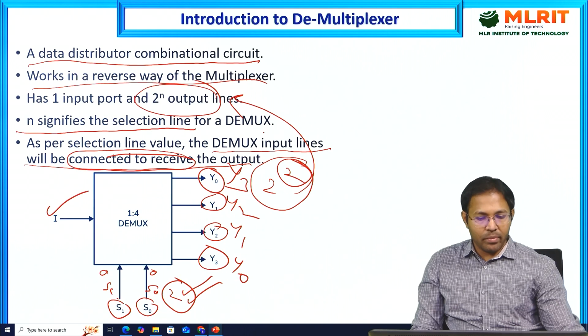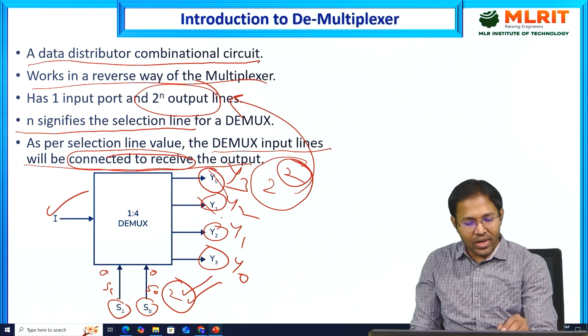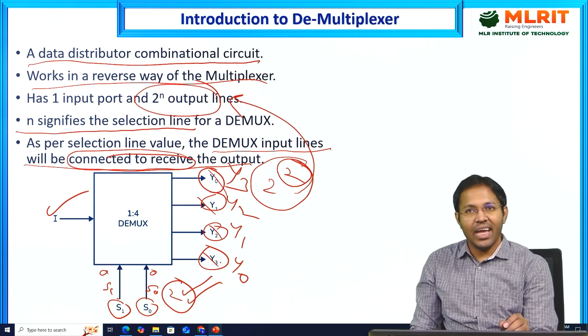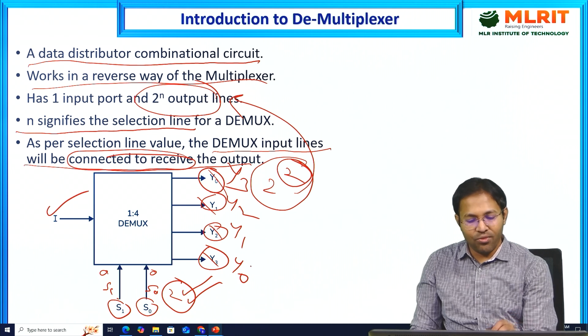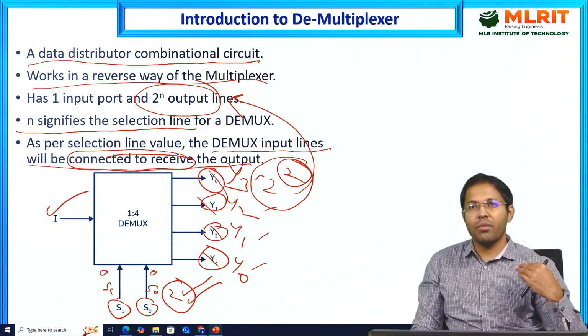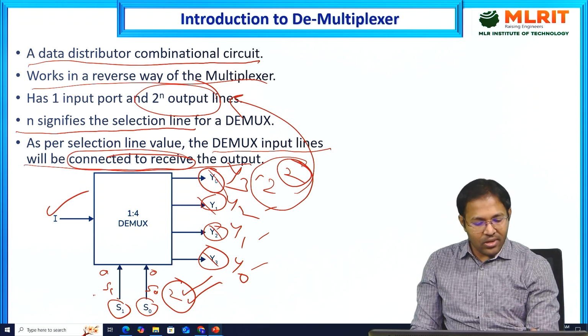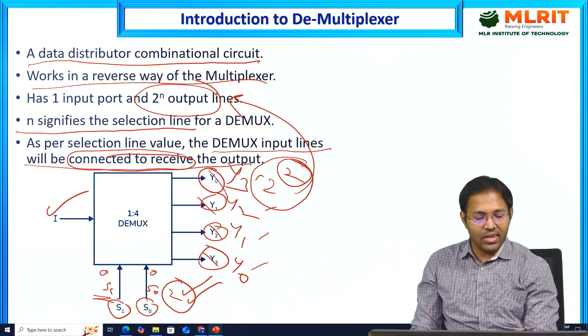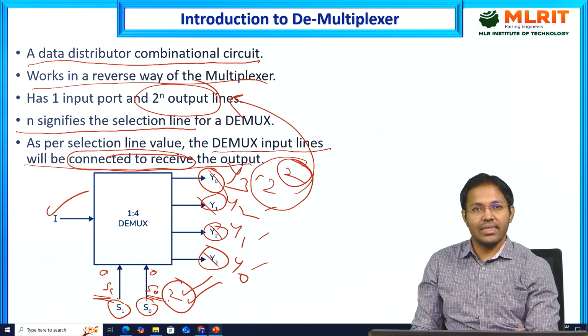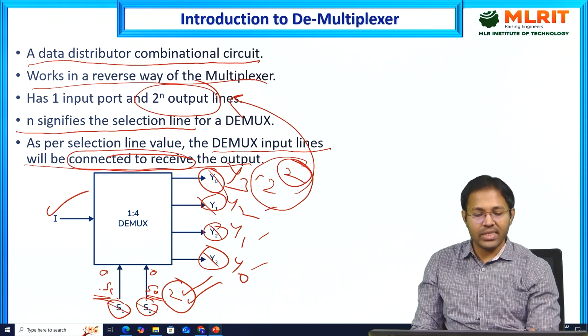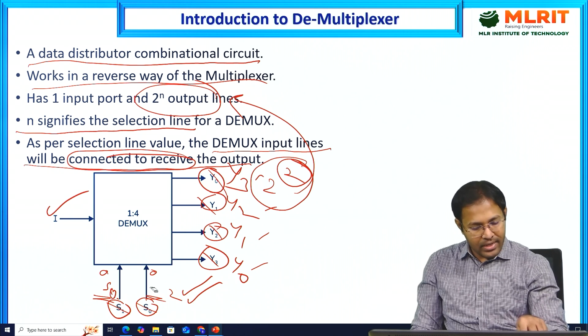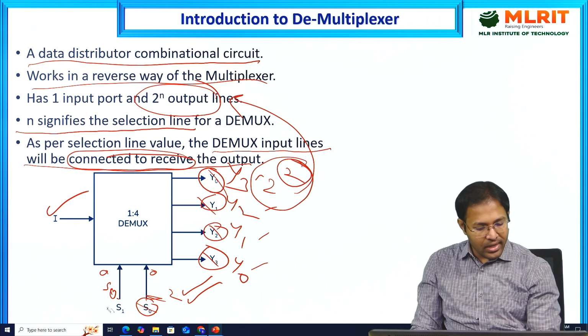As I told you in the beginning, somebody would consider the outputs in terms of Y0, Y1, Y2, Y3 from bottom to top, or the selection lines also somebody could take like this, S1, S0. Both the possibilities are accepted. In place of S1, S0, somebody could take S0 and then S1.